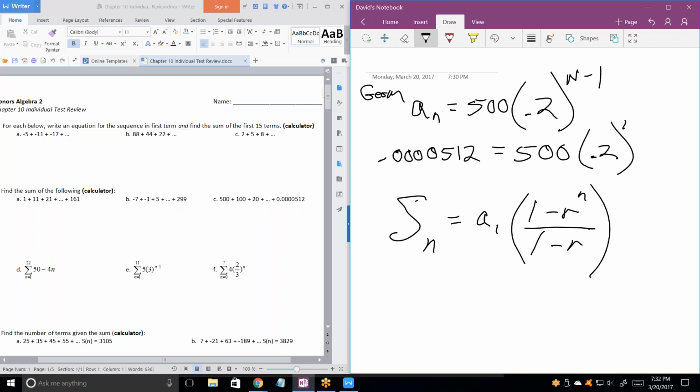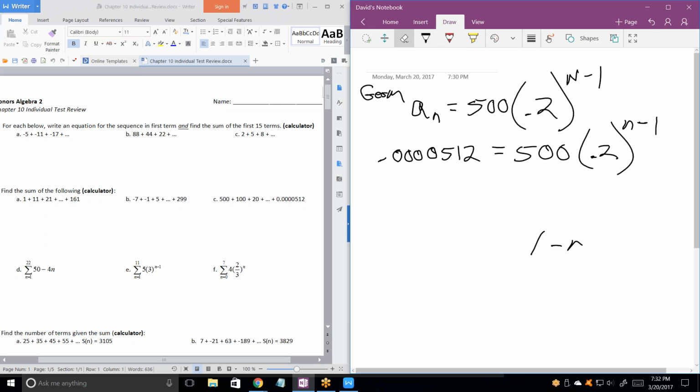So now I've got to solve for n. Here, I'm going to give myself a little bit of room. And this solution's a little more difficult. Whenever your variable is in the exponent, you need to use logarithms to solve for it.